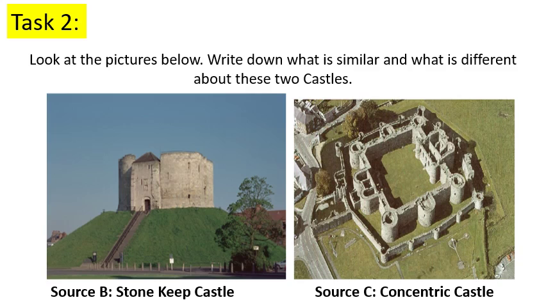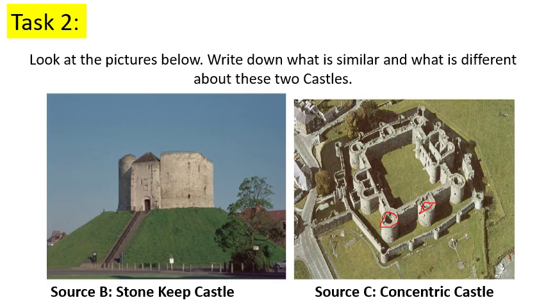So when we look at source C, our concentric castle, it is very different. You can see these round areas that go the whole way around, I'm sorry, my drawing on here is not very good. They're called turrets. So this castle doesn't really have turrets. This castle has a lot of turrets all around it. It's also a lot bigger. It's much, much bigger than the Stonekeep Castle.